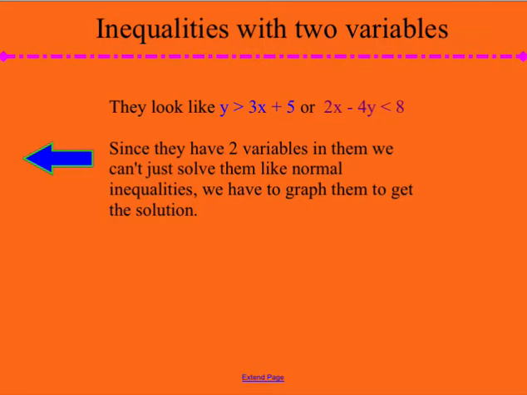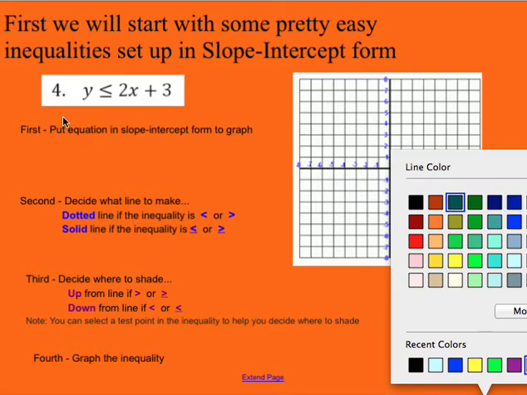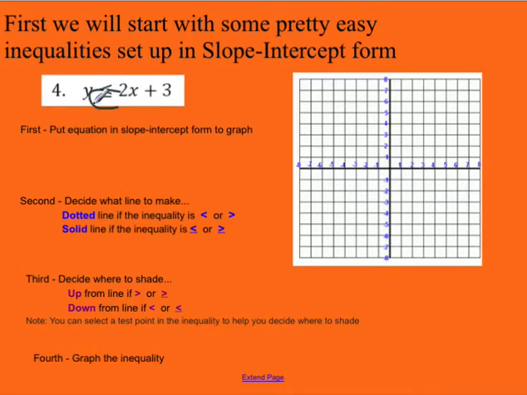So here are the steps. And we're going to do number 4 along with the steps. First, put the equation into slope-intercept form to graph. Well, for number 4, that's already done for us. Next, we need to decide what kind of line to make. Here's how I remember: if there's no line underneath the inequality symbol, then it's dotted. If there is a line underneath the inequality, then it's solid. So this one right here is solid.